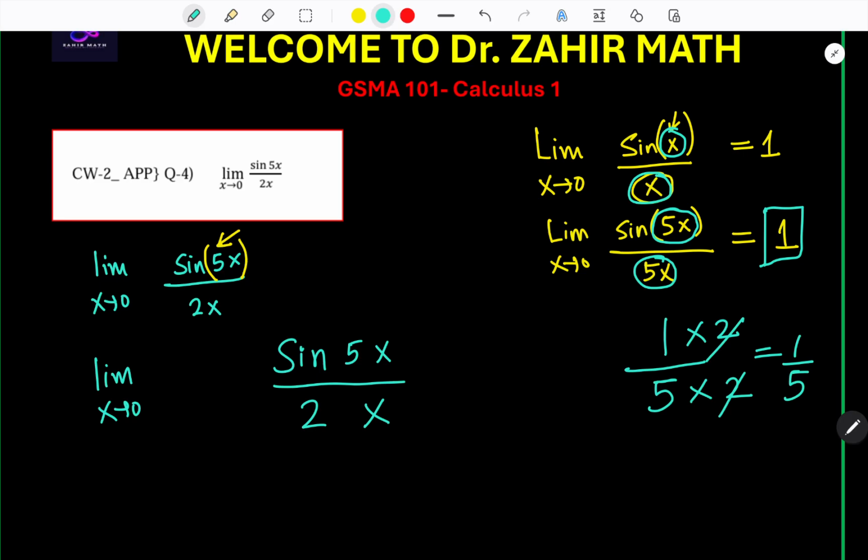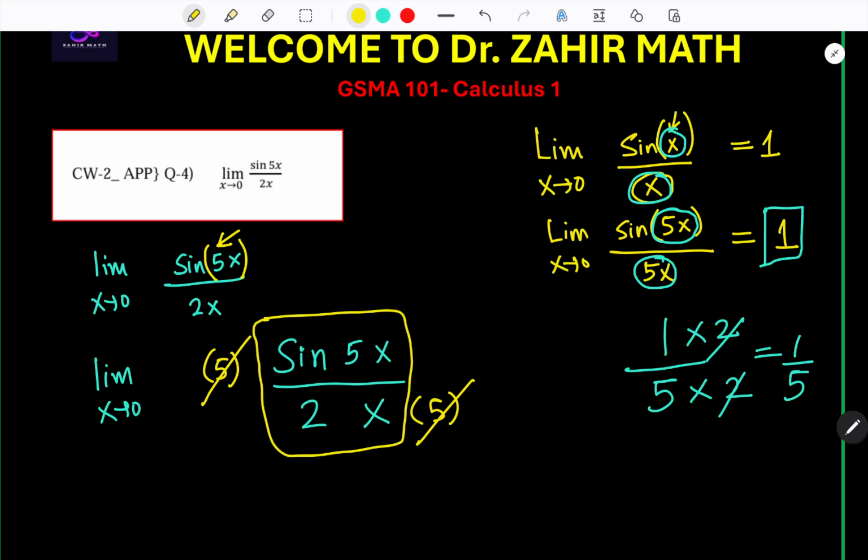In the same manner, I want 5 here. Already x is there. So I want 5 here. So I am going to adjust 1, 5. That means I'm going to multiply. So if I cancel this, there is no change. Exactly. This is as it is. Keep in your mind, there is no change in this.